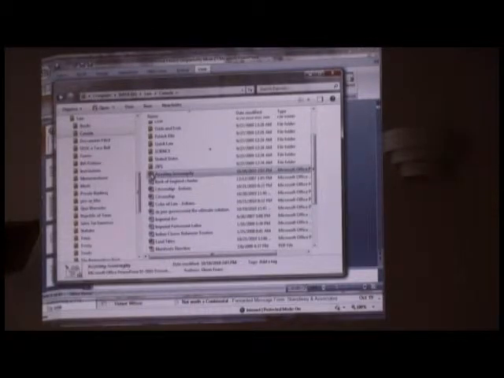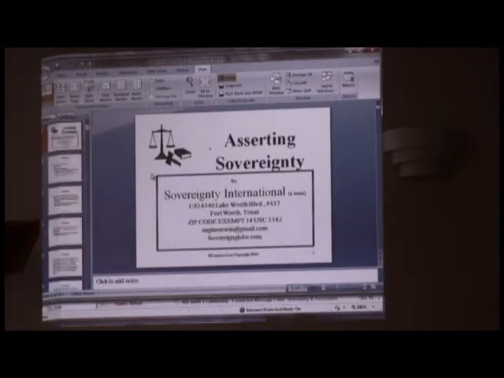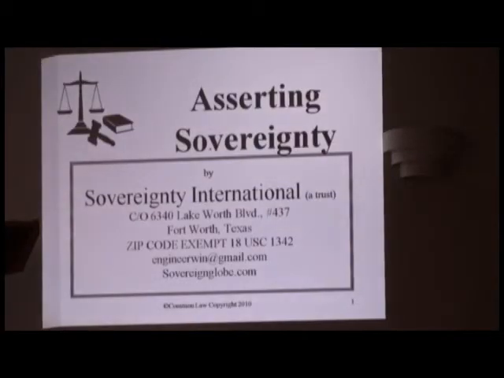Okay, so now we're going to go into asserting sovereignty. So basically what we've gone over so far is that we're all sovereigns, and the courts, or the government, have us in what they view to be contracts. And we have to defeat those contracts if we want to be free. We've got to assert our sovereignty.